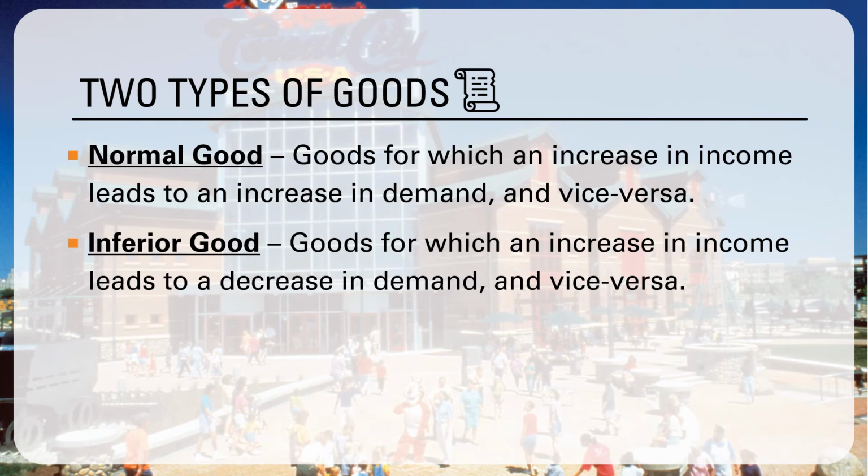Okay, and income is the only one so far that we will be talking about that has this kind of distinction where you need to think about what kind of good you have. All right, so that's for income.